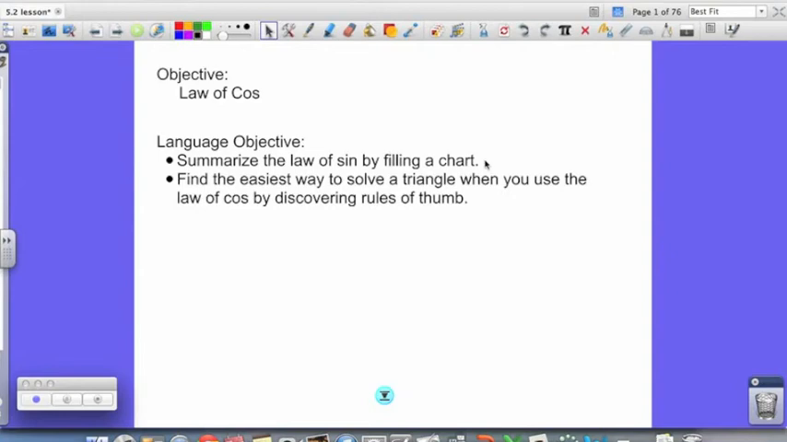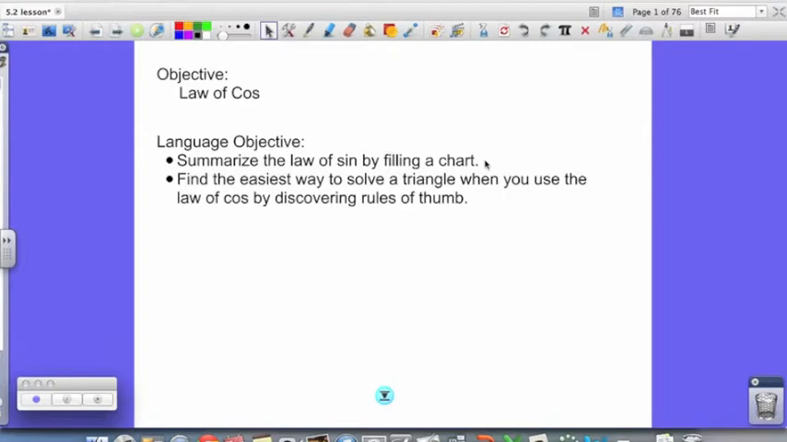Sorry I'm not in class today, but hopefully this video will replace me at least for a little bit, and help you out, learn the law of cosines. Any questions you have on the law of sines, I will answer those when I get back. So we'll just start, looking at the objective: law of cosines, pretty obvious.